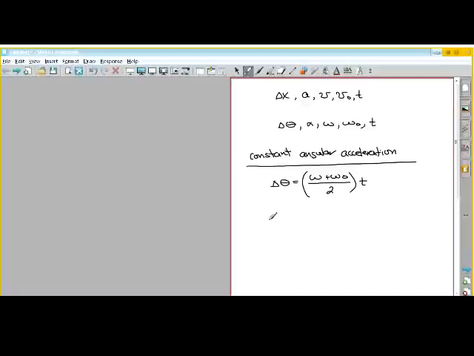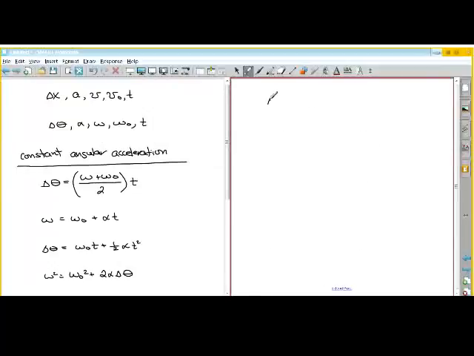We have omega, the angular velocity, is equal to the initial angular velocity plus the angular acceleration, which is constant, times t. We have delta theta, which is equal to omega 0 times t plus 1/2 alpha t squared. And finally we have omega squared is equal to omega 0 squared plus 2 alpha delta theta. So those are the equivalent ones in the angular system.